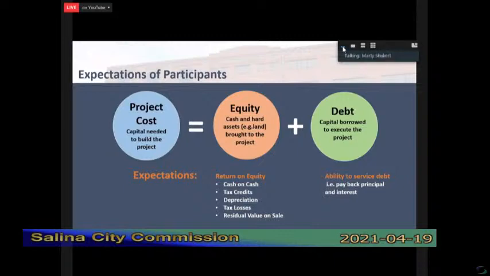So equity investments in real estate can be very, very rewarding, but not necessarily in the conventional sense of getting an annual payment back in cash on your investment. There are many things in the tax code, and then the expectation of gain at the end of your engagement in that project, that can all make this a very rewarding venture.